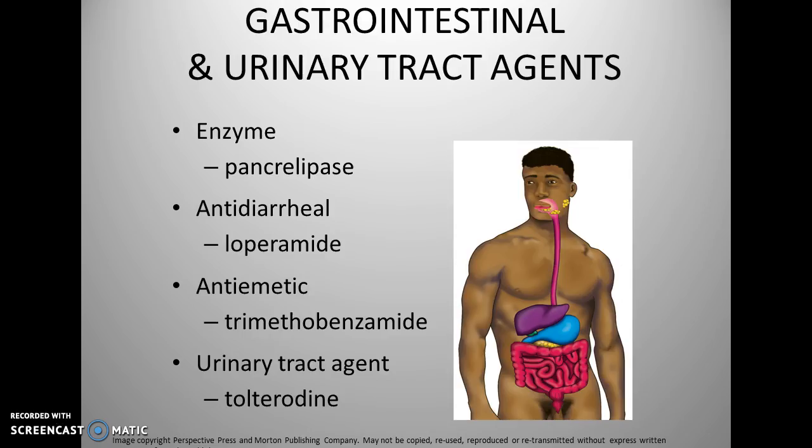Okay, let's look at gastrointestinal and urinary tract diseases. There's a few things that I will mention beforehand before looking at the individual drugs. Gastrointestinal agents are used to treat disorders of the stomach and or the intestines. The GI organs are intimately related to the digestive system as a whole.